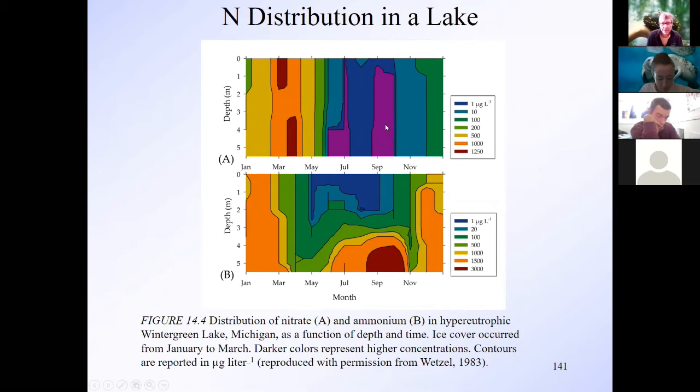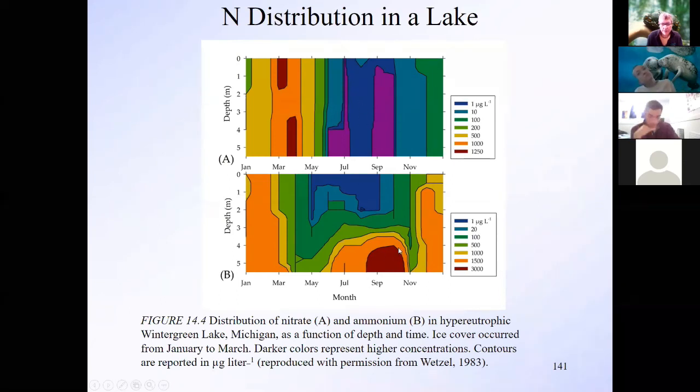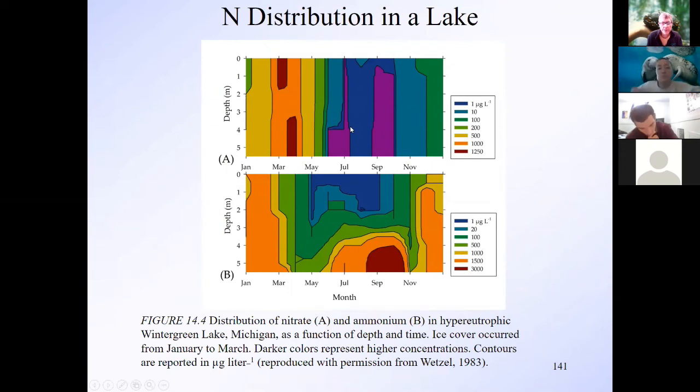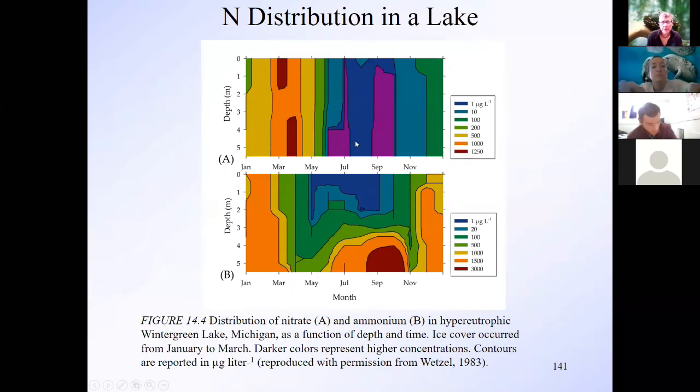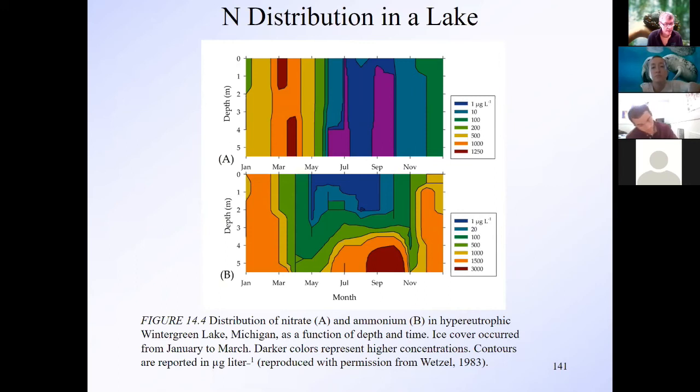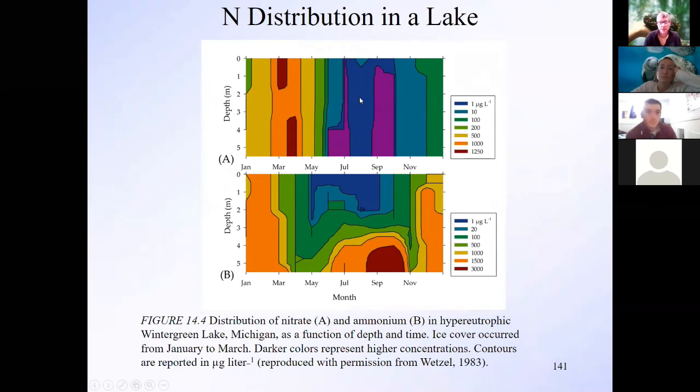Okay, as we move into the summertime, the nitrate levels are starting to drop off, and in particular, the ammonium levels are coming up. So what process would be causing the nitrate to disappear? Oh, good, Trevor. Denitrification, exactly. So at the bottom of the lake, this is probably stratifying a little bit, and the bottom of the lake is getting anoxic, and so then the nitrogen can start driving off.